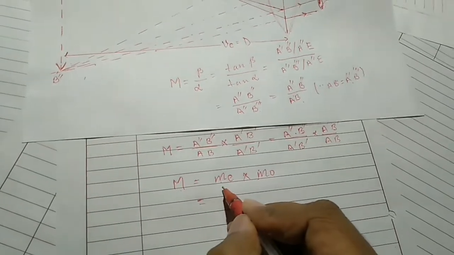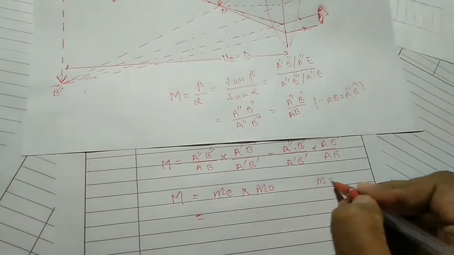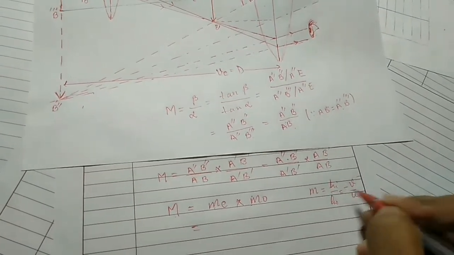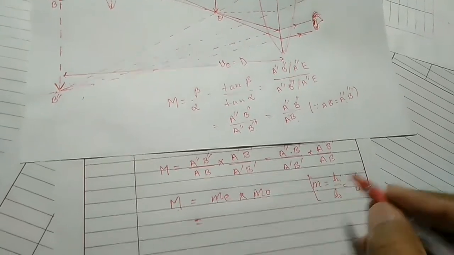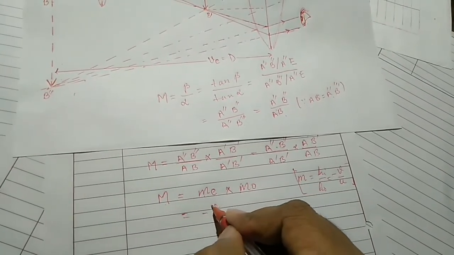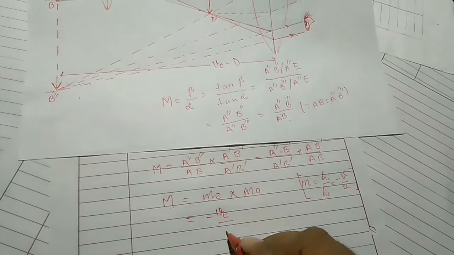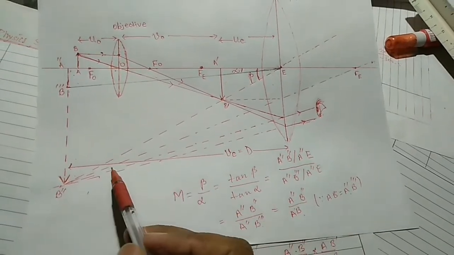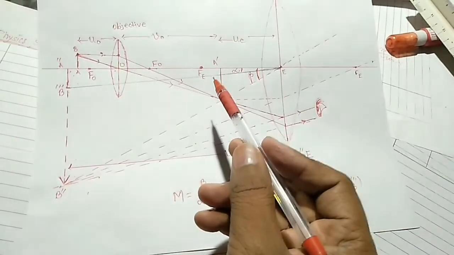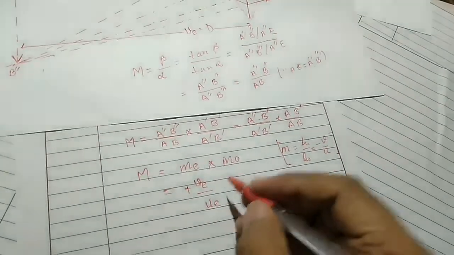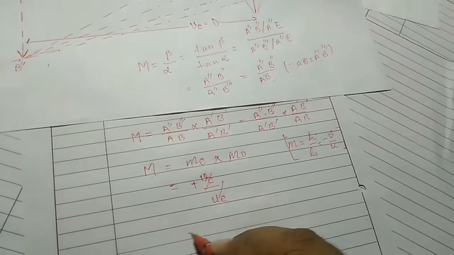This is the linear magnification of eyepiece. The linear magnification, if you remember, is equal to HI upon HO or equal to minus V by U. So this is the definition of linear magnification. So for the eyepiece, VE upon UE, so I'm writing here minus VE upon UE. But you can see the VE is on the left side and the UE is also on the left side. So both negatives will be cancelled. This will be only VE by UE. And what is VE? VE is nothing but the D.